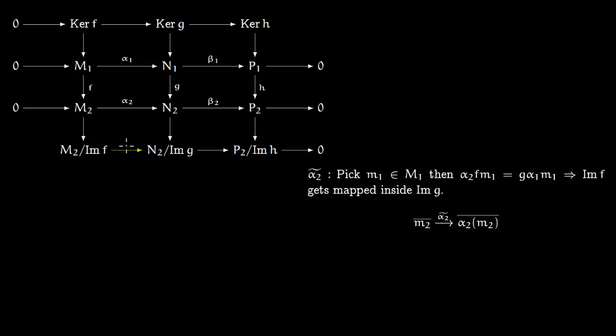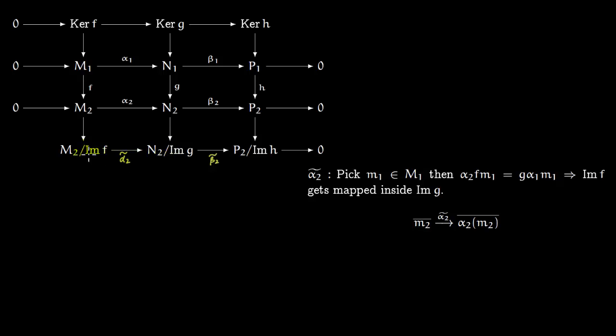So now let us construct the maps here, alpha 2 tilde and the map here, beta 2 tilde. Again, these maps are induced from these maps. In some sense these are restriction maps, because they act only on the part of m2 which is not modded out by the image of f. Similarly, beta 2 acts only on the part of n2 which is not modded out. Now we have to make sure that these maps make sense.